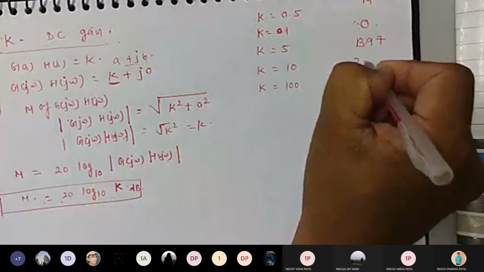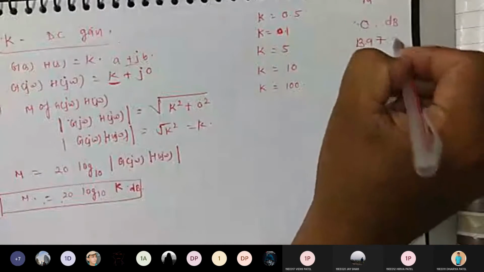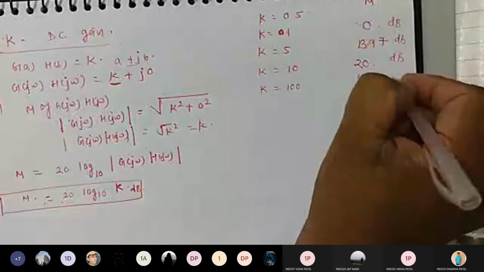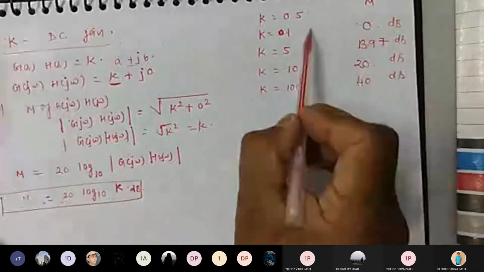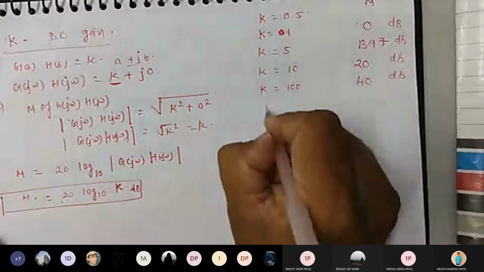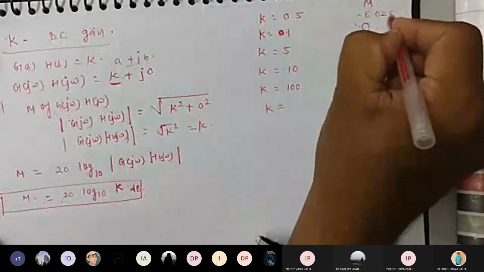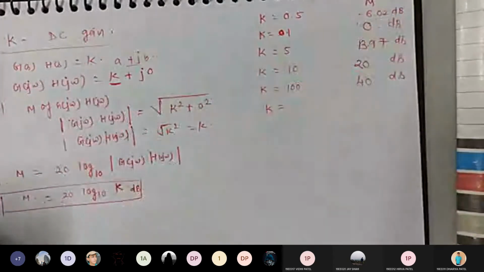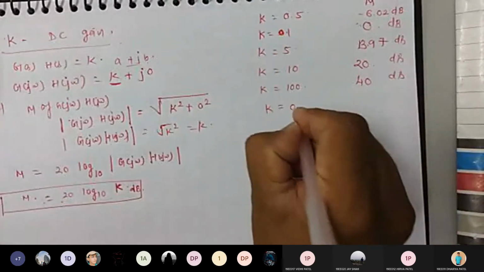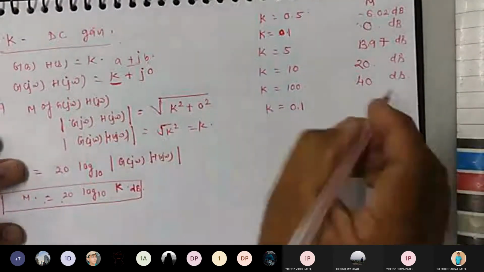20, 20 dB for K equal to 100 gives 40 dB. For K equal to 0.5, it is minus 6.02 dB. Let us say K is equal to 0.1, that is minus 20 dB.